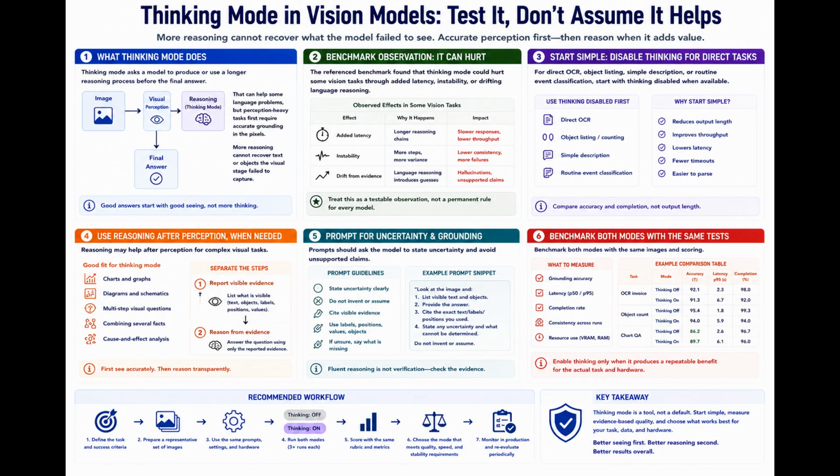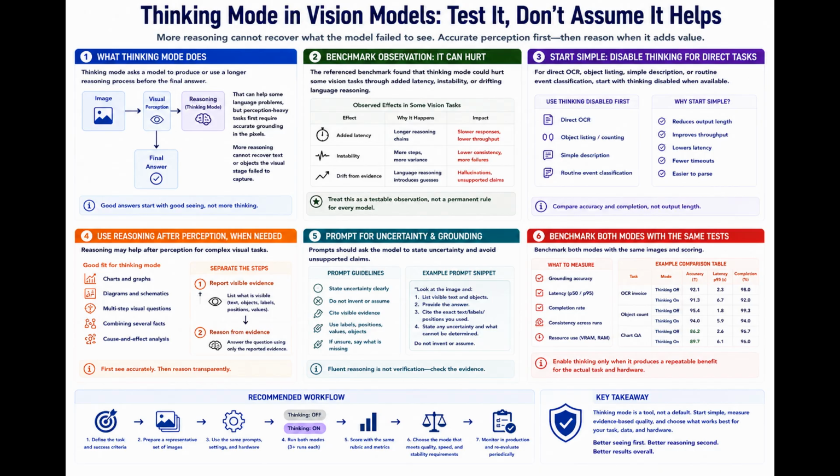For direct OCR, object listing, simple description, or routine event classification, start with thinking disabled when the model supports that option. This can reduce output length and improve throughput. Compare accuracy and completion rather than assuming shorter is better.